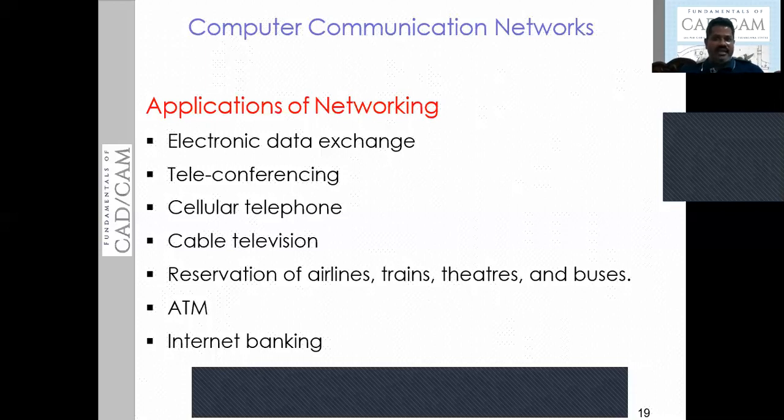Remotely someone is playing some data, and we are receiving that data to view it. For example, take one movie: the cable operator plays one movie somewhere else, and we are able to view that movie at our home. So this is also one of the applications. The televisions are in that network. Then reservation of airlines, trains, theaters, and buses is also one application. Then the automatic teller machine, the ATM: all the ATMs of the same bank in an area are connected to a central server. Those are in the network.